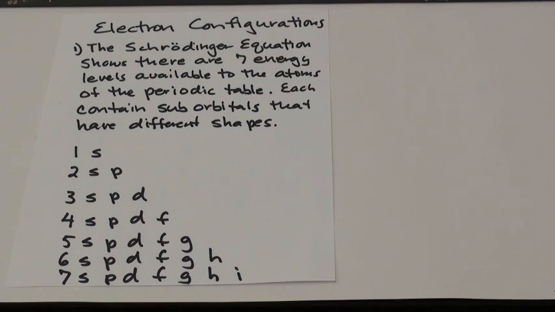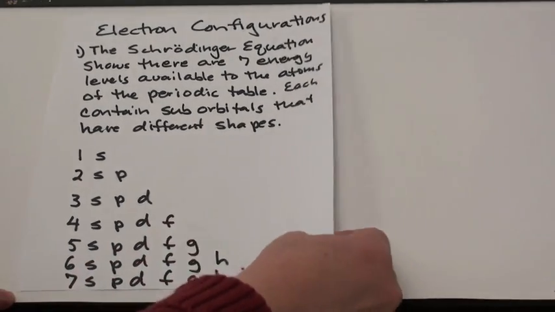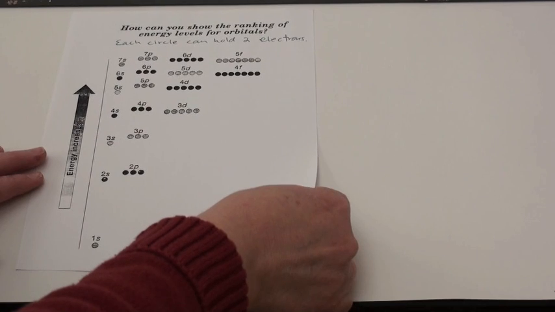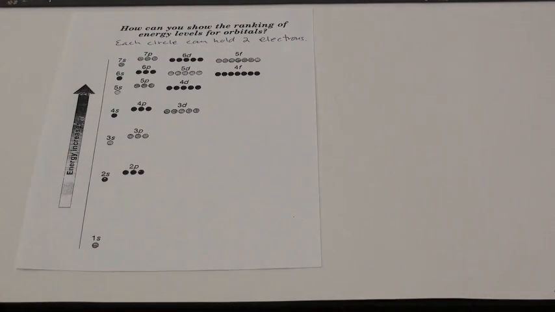Today we'll be looking at how to figure out electron configurations. We know that Schrodinger's equation shows that there's 7 energy levels. Each one of those levels has progressively more shapes for the electrons to travel in as they go around the nucleus. And the way you fill those up is progressively from the 1s orbitals on up, depending on how many electrons you actually need.